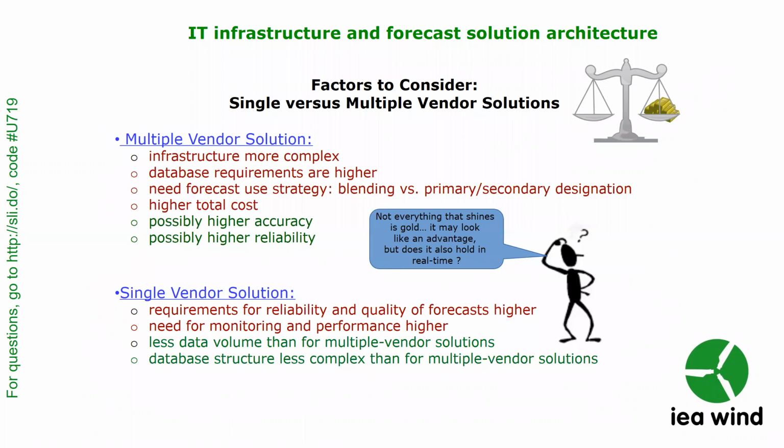The database structure is less complex, and as we go along and we can see that a lot of the forecast vendors have similar performance, then it really depends on what is your goal and what is the most important thing for you to achieve. Can this be achieved with a single vendor solution? Then you should definitely look into this. The multiple vendor solution is at least not always the one that gives you the higher accuracy. That depends on how the system is built up.